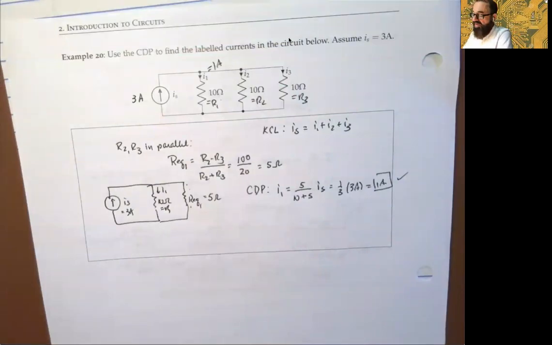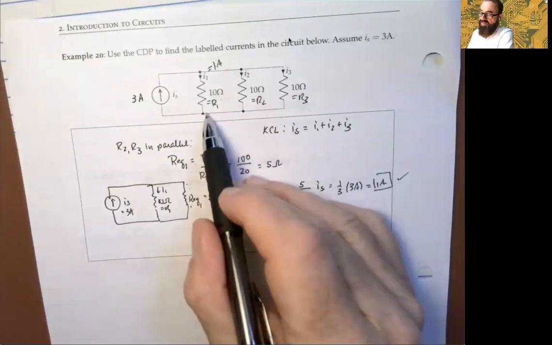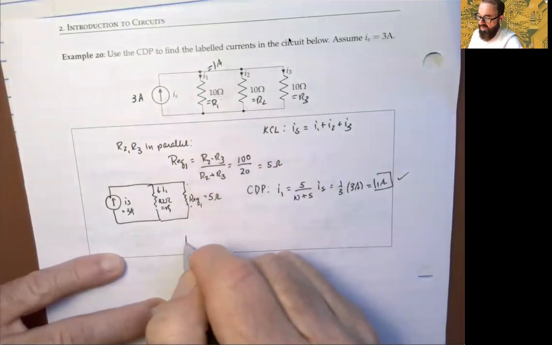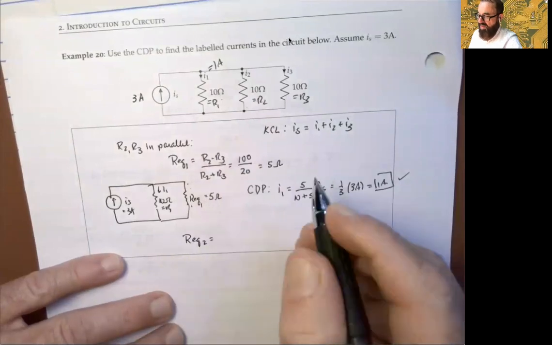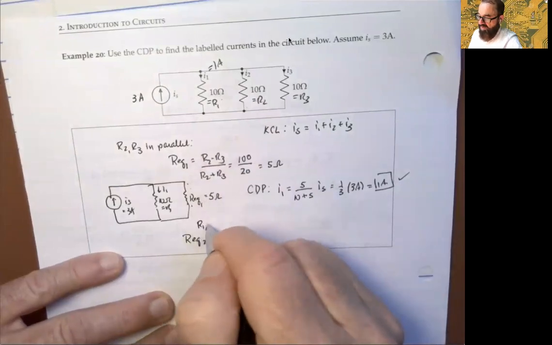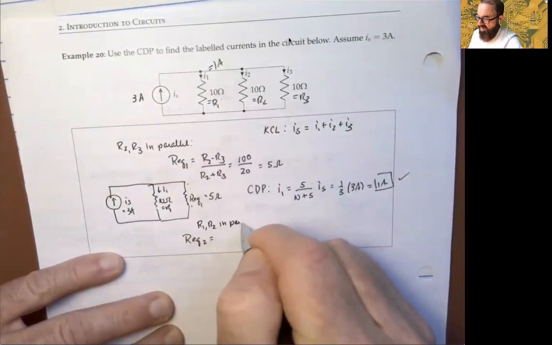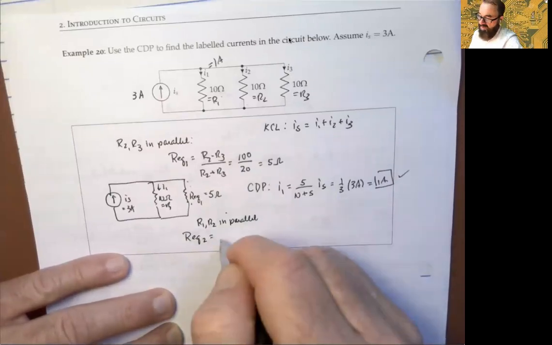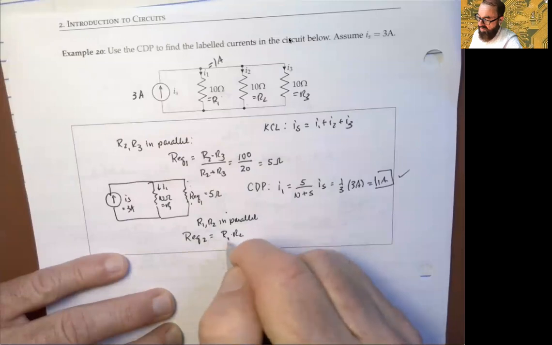So if we wanted to find I3, for example, we could use the fact that R1 and R2 are in parallel, right? And get another equivalent and use CDP. So that's the interesting thing here, is we can actually do CDP twice, because we could have just said, well, you could have combined those two in parallel. So let's do that, just for example. We could have said a different equivalent, say REQ2, is formed from the fact that R1 and R2 are in parallel. Okay. And so in that case, the equivalent has to be what? R1 times R2 over their sum.